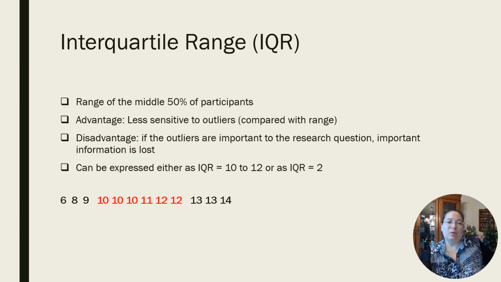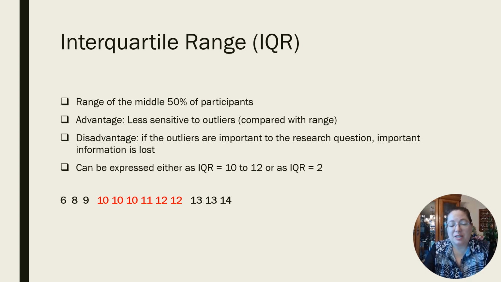Next up is the interquartile range. So we want to use this when we have a very skewed distribution because it's a lot less sensitive to outliers. And basically, this is just the range of the middle 50% of participants. So we're cutting out the top 25 and the bottom 25% of participants, just so that we know, here's where the majority of our sample is distributed.